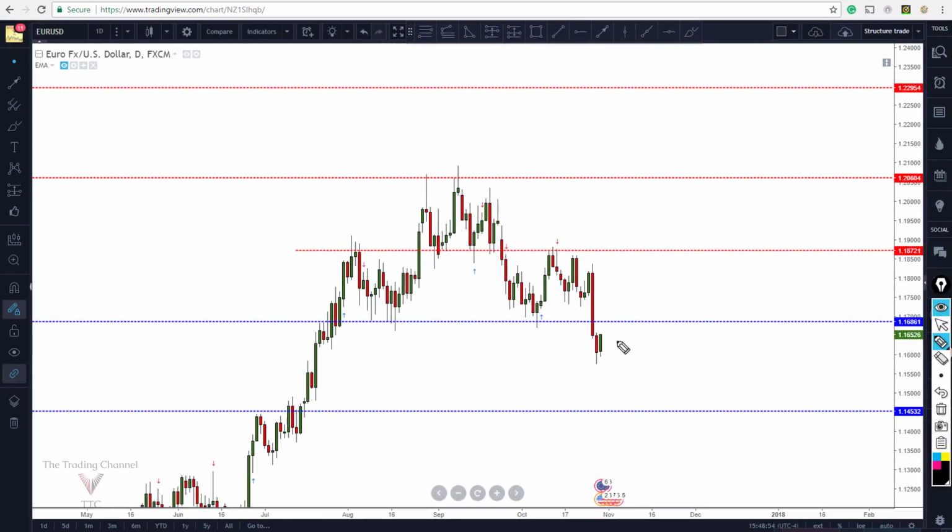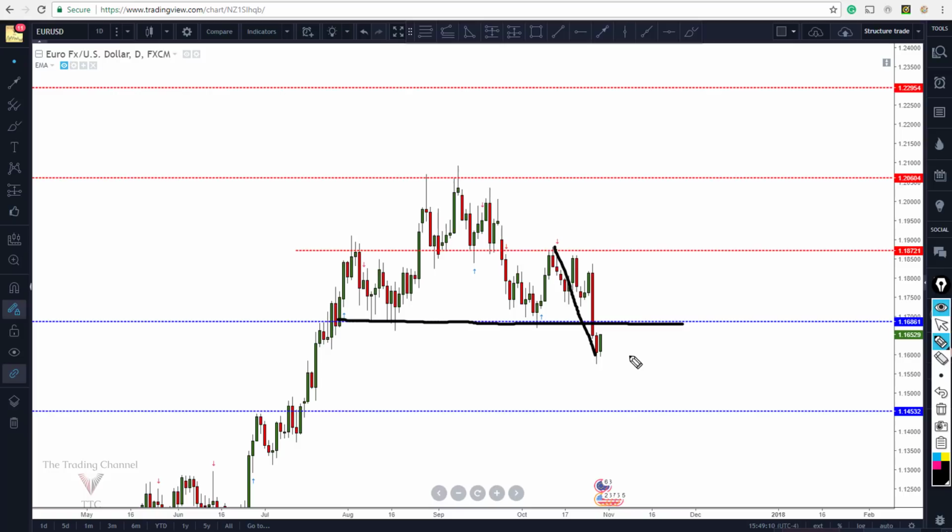All right, guys, so that's what we talked about last week on this pair. And as you can see, we have now actually broke below that level. What we were talking about last week is waiting for some opportunities to go short on the euro dollar after breaking below this major level of structure support. So that's exactly what we'll be looking for the remainder of the week.